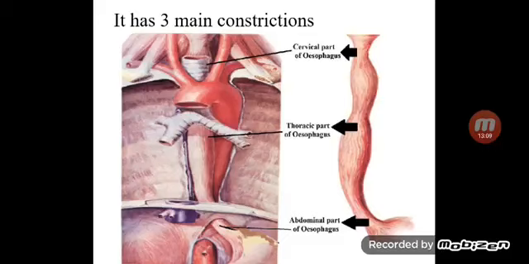This is the place where we said the right crus makes this sling. This is also a site of constriction. Normally, this is about 41 centimeters from the upper incisor teeth. So 15 centimeters, 25 centimeters, and 41 centimeters from the upper incisor teeth. These are the normal anatomic and physiologic sites of constrictions in the esophagus.